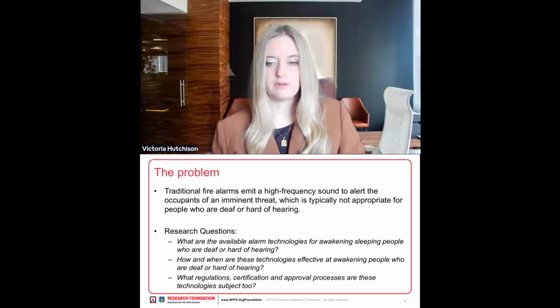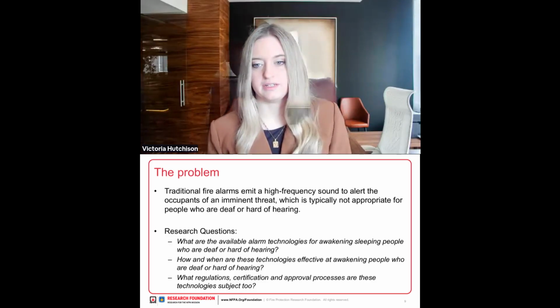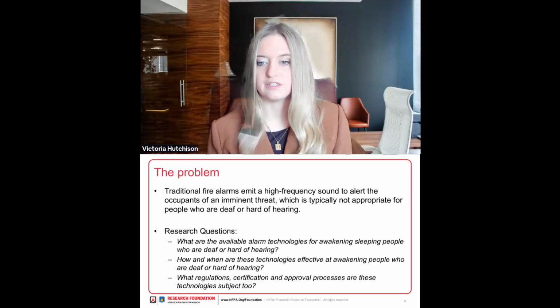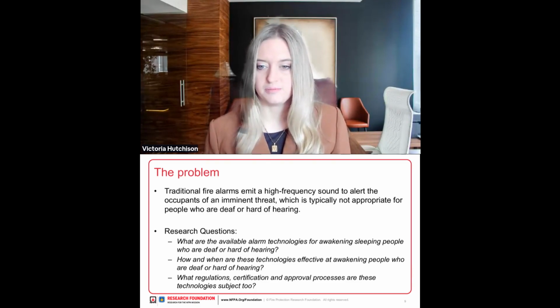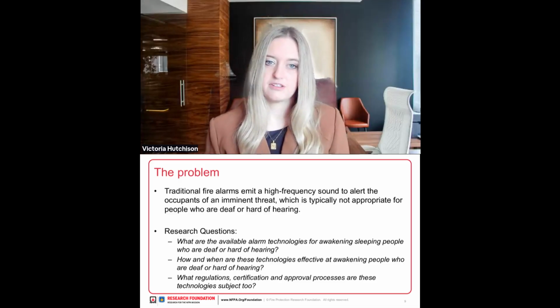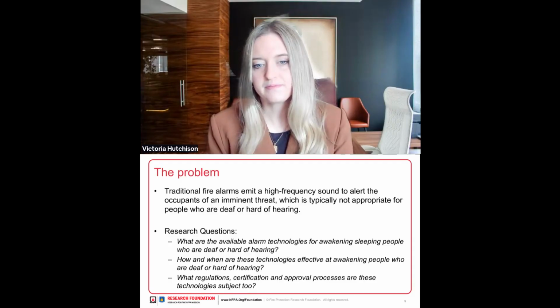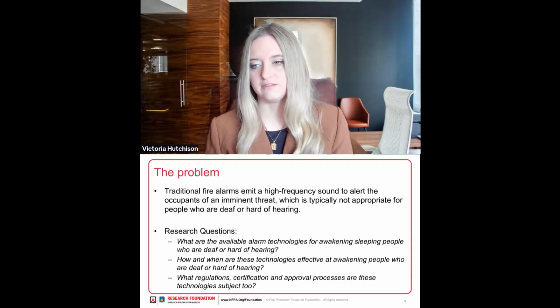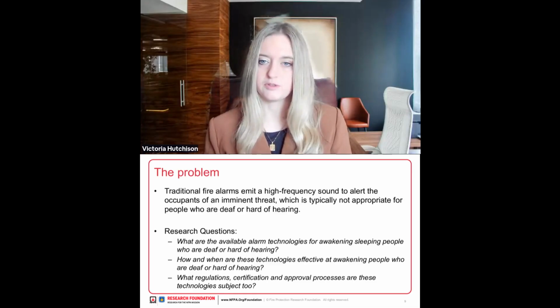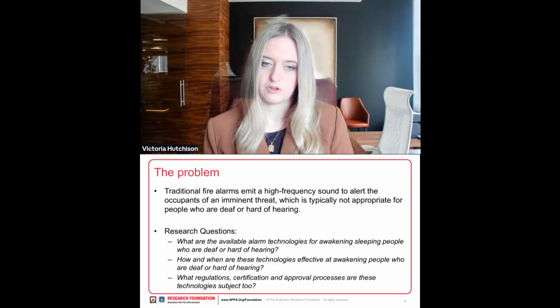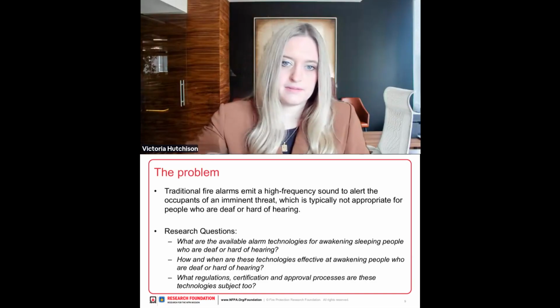So, some of the ones that are more mature, including low frequency alarms, there's a lot more on that. It's increasing a bit with bed shakers and pillow shakers, but there are some others as well. So we'll review the full scope of what we looked at, but then drill a little deeper into those that have more regulation around them, more use, all of that.